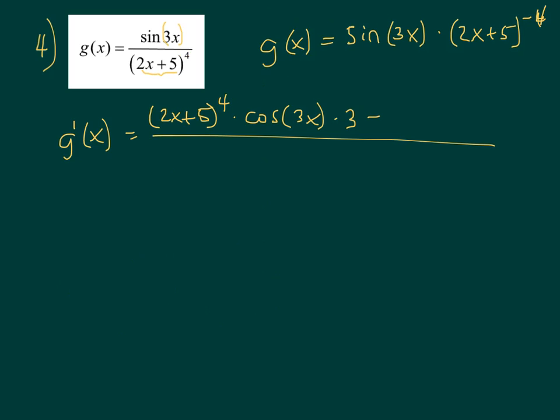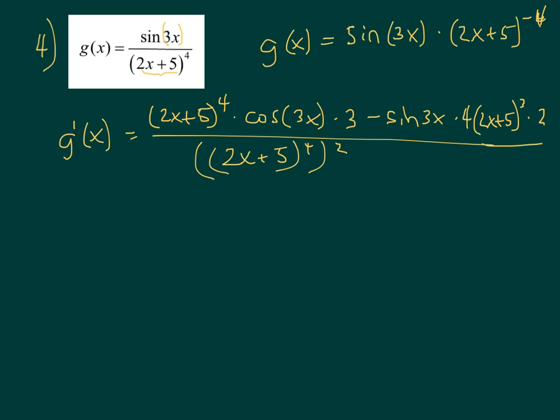Minus low d high minus high, so sine 3x, times the derivative of the denominator. Okay, so in this case, again, chain rule, 4 times 2x plus 5 to the third. So again, I'm taking that 4, pushing it in front of the parentheses, decreasing my exponent by 1, then times the derivative of the 2x plus 5, which would just be 2. Okay, all over low squared. So 2x plus 5 to the fourth squared.